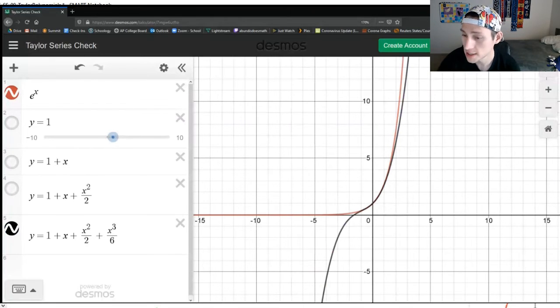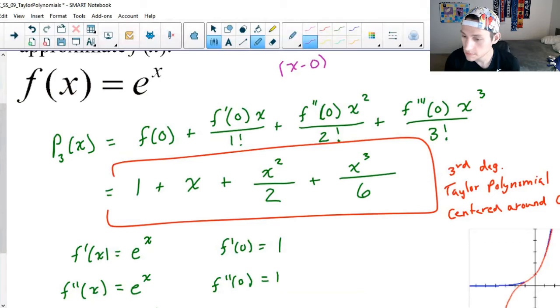But if I'm just trying to approximate something that is pretty close to the origin there, then it might not be so bad to use this Taylor polynomial. So that's what we're doing. For every term that we add on, the better our approximation gets.